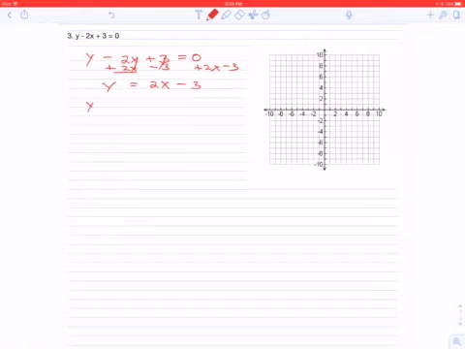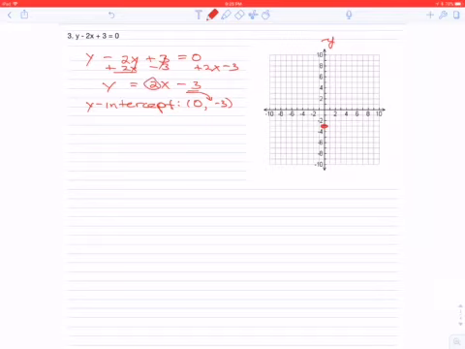The y-intercept is a number that stands by itself, that constant. So it's x is 0 and y is negative 3. So I'll plot that on the y-axis. I'll go down to where y is negative 3. X is 0, y is negative 3.